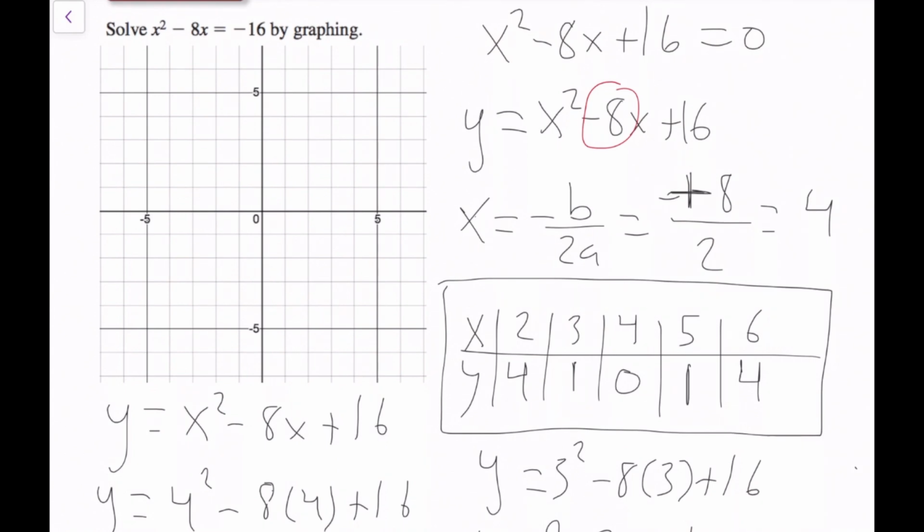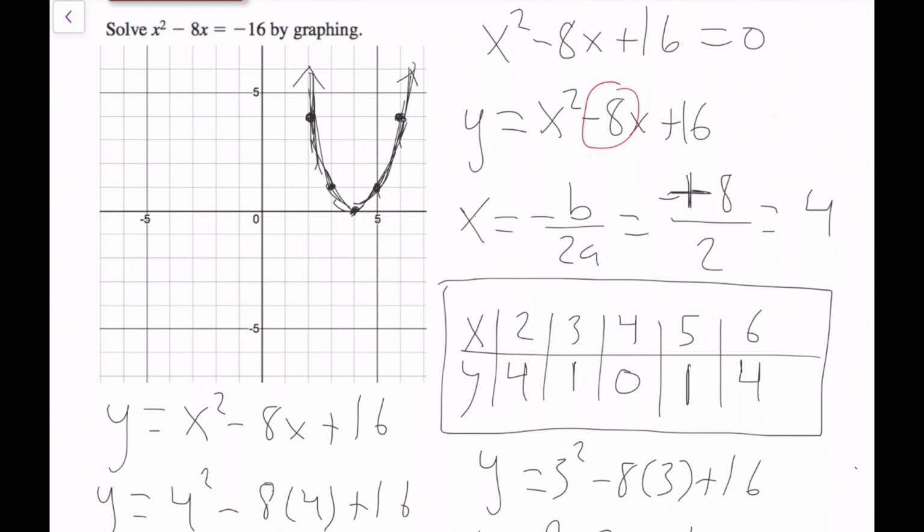So I'm going to start with my vertex. I have the point 4, 0, so that's right here. And then my next point is 5, 1. So graph that here, and then I'll do the symmetrical one, 3, 1. Then the last pair I have on this table is 6, 4, which is right here, and then 2, 4, which is right here. Okay, and I'll draw my parabola. Sketch it out, I mean.